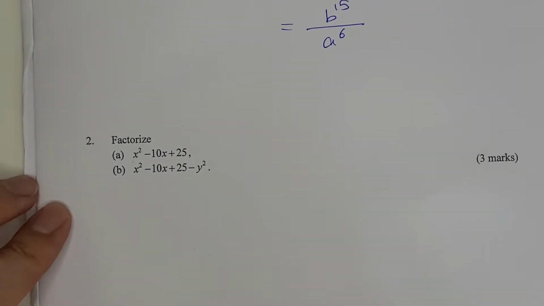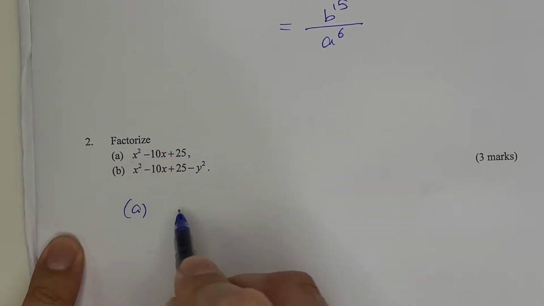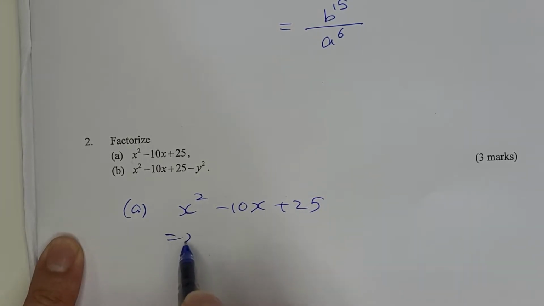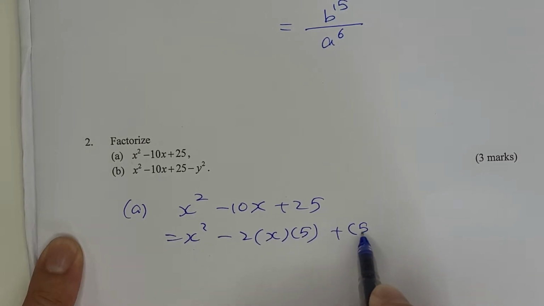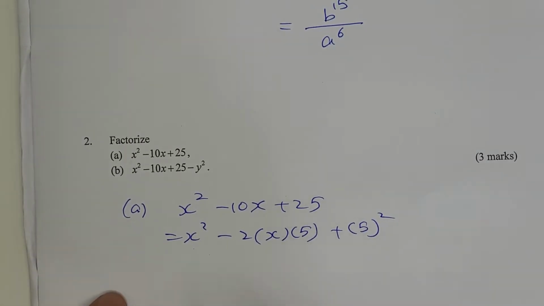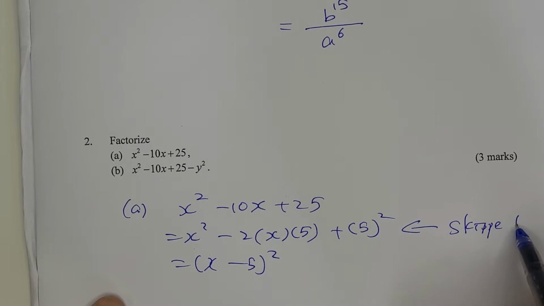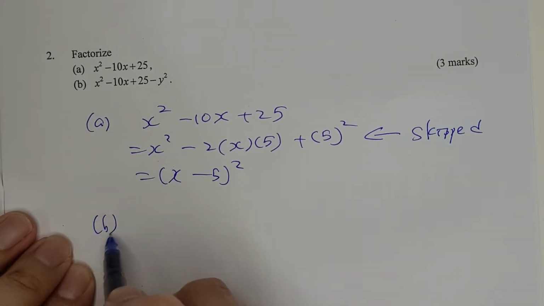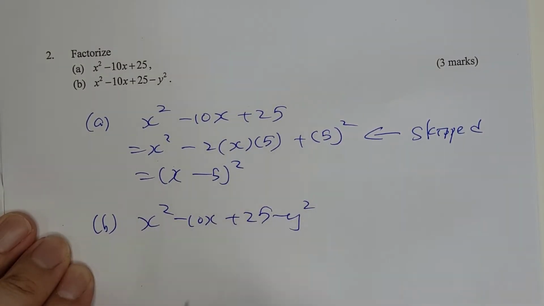For question 2, you need to factorize these two expressions. Quite straightforward. Part A, it is the standard format of the perfect square. That is x squared minus 2 times x times 5 plus 5 squared. So you can change it back into x minus 5 all squared. Of course, this step can be skipped. You can just write down the answer directly. Quite straightforward.